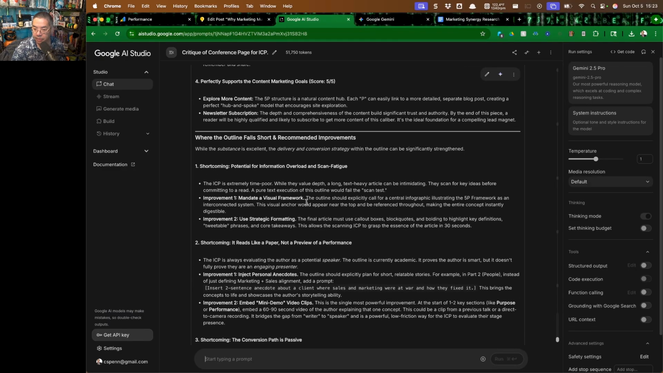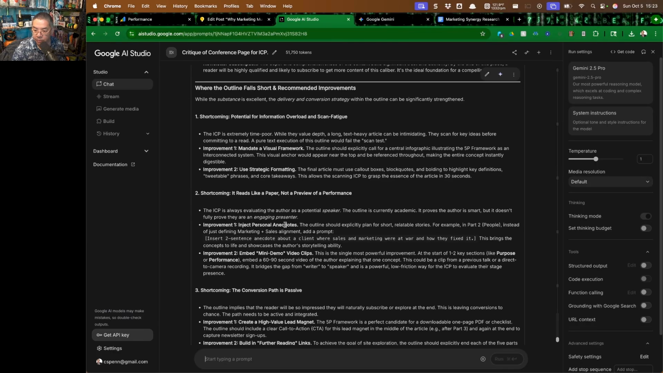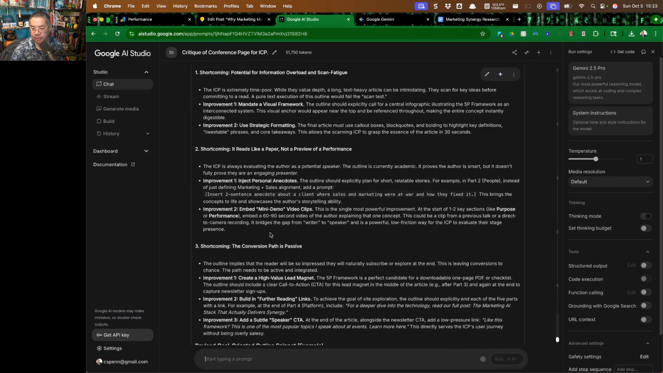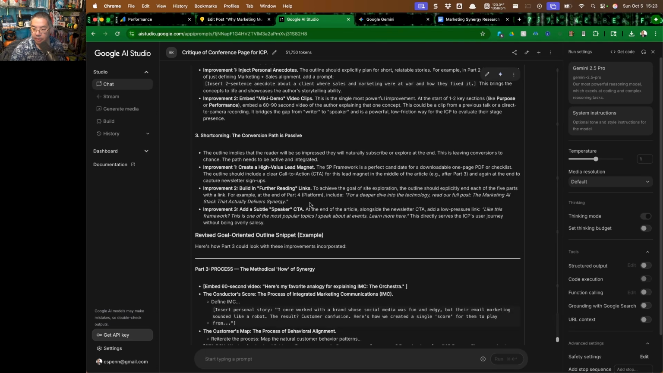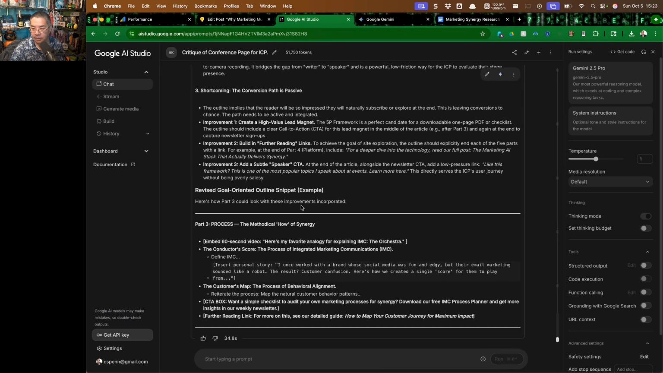Shortcoming, potential for information overload, scan fatigue. Reads like a paper, not a preview of performance. That's fine. It's not a shortcoming. The conversion path is passive. Build in further reading links. Okay, so here's how part 3 could look with these improvements. The methodological how, etc. Okay, so we have some stuff there.